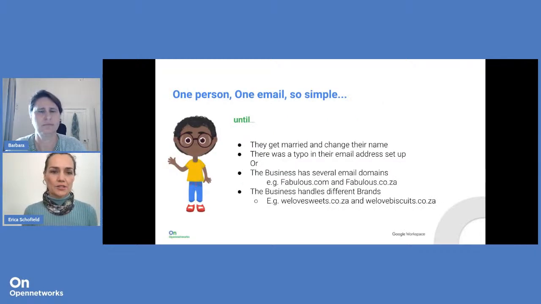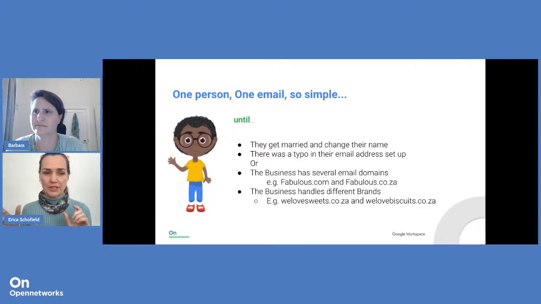So to look at the different ways you might use them, we've painted some different scenarios that common company communication will handle. This is our first, technically the most simple. One person, one email. Life really should be so simple until life does happen. For example, somebody gets married, or there was a typo when they set up the address. Or from a business point of view, a business might have different domains, a .com and .co.za. It's quite common. Or a business handles different brands, but the same users perform the same roles. So we love sweets.co.za or we love biscuits.co.za.